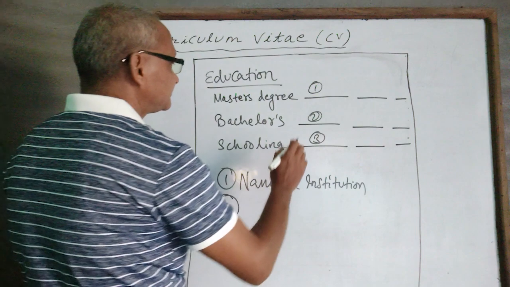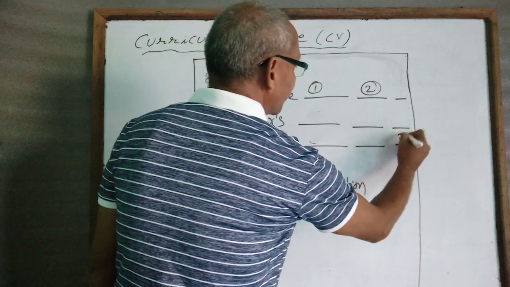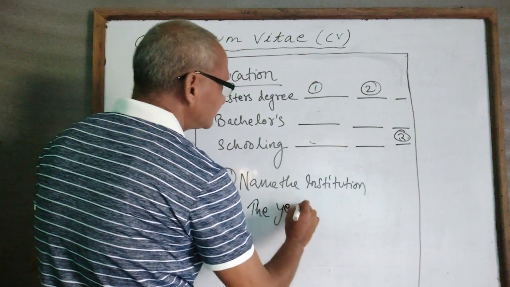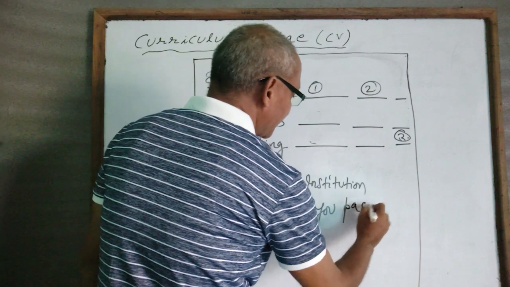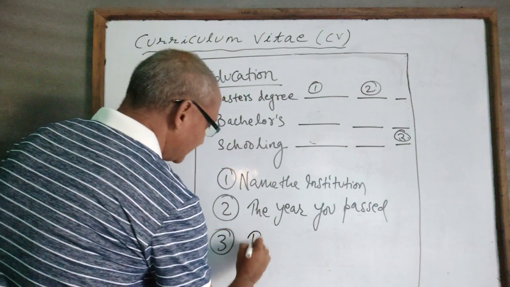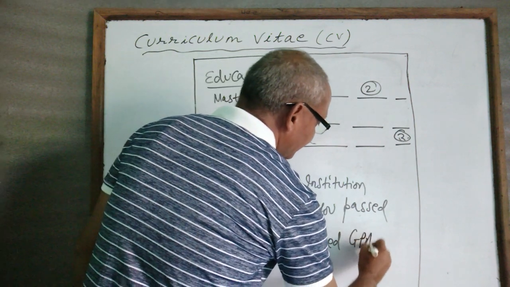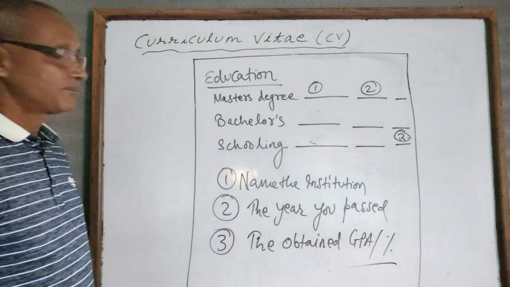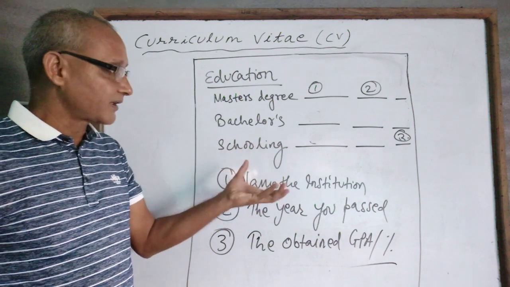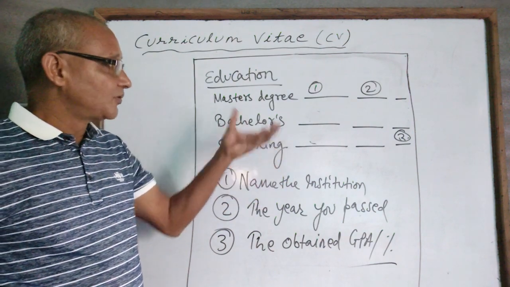Number 2 is the year you passed, and number 3 will be the obtained GPA, or if not, percentage. This will be a clear, evident fact how qualified you are and whether you are fit for that job that you are applying for.